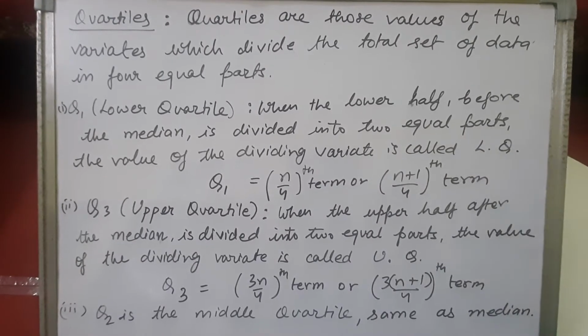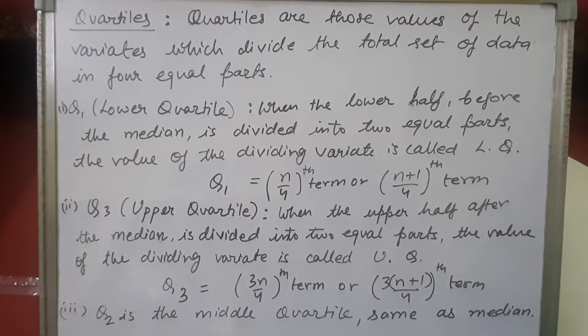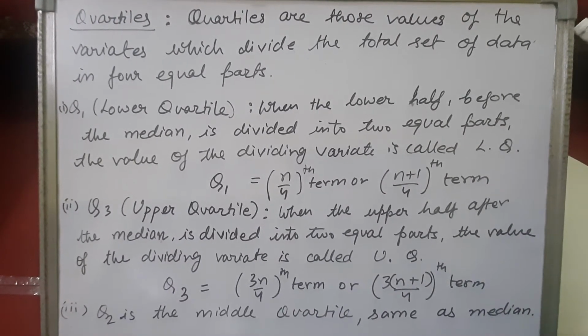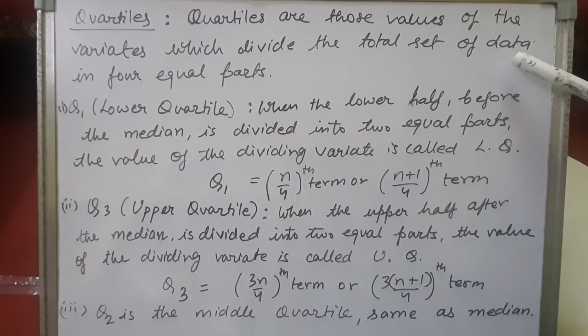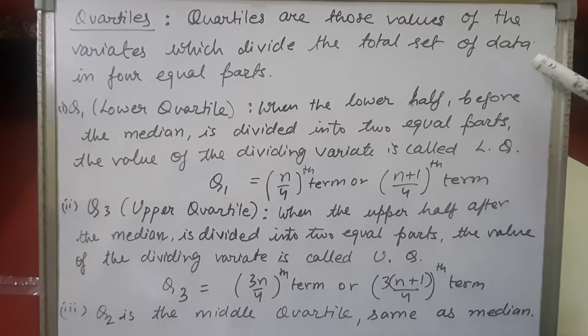Now children, next are quartiles. What are quartiles? Basically, quartiles are those values of the variates which divide the total set of data into 4 equal parts. That means there are 3 values dividing the whole data, Q1, Q2 and Q3. Q2 is the middle quartile, which is the same as the median. So median is the middle value, or you can say it's the middle quartile, right?